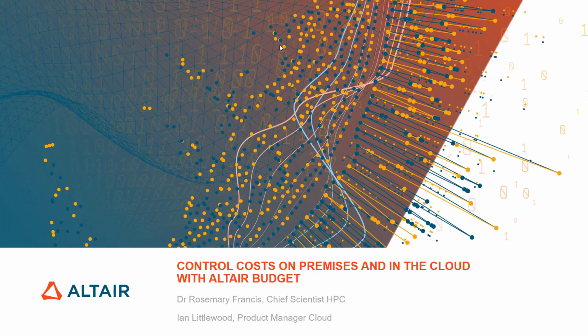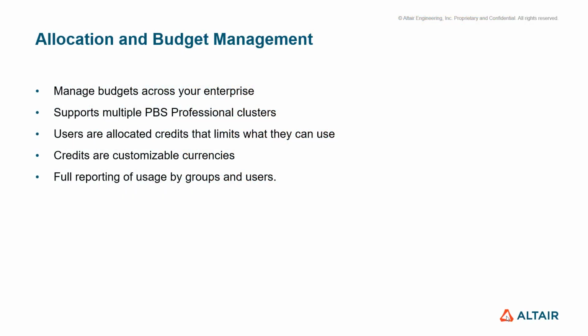Altair Budget is a feature of PBS Professional and Altair Control, and it allows you to manage budgets across your enterprise and control utilization of your HPC resources. Budget supports multiple PBS clusters, so you can control utilization across your entire organization. Users are allocated credits that limit what they can use. These credits are customizable currencies, such as wall clock time or cloud node hours. And within PBS Professional, you get full reporting of usage by groups and users, so you can see who's using their credits and how they're using them.